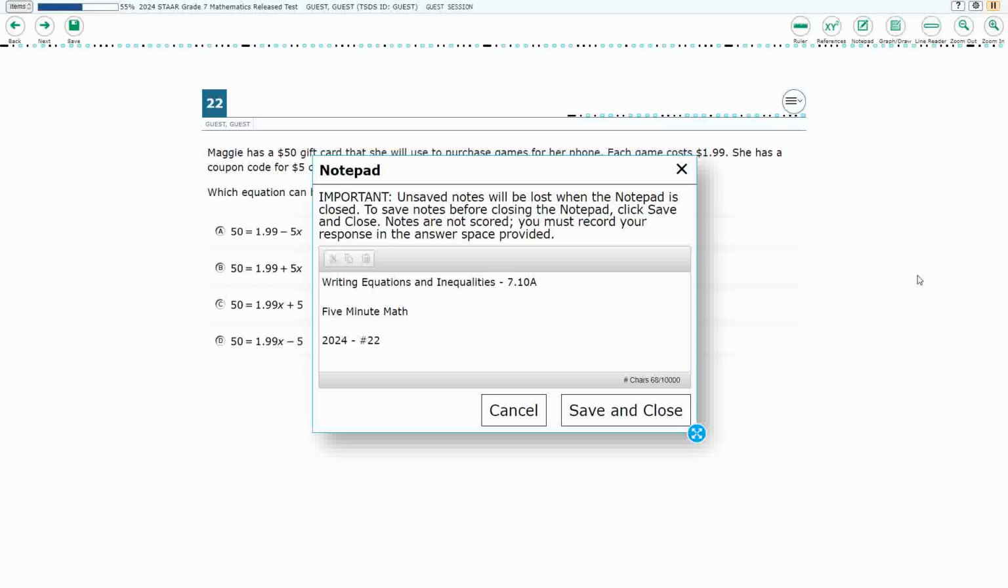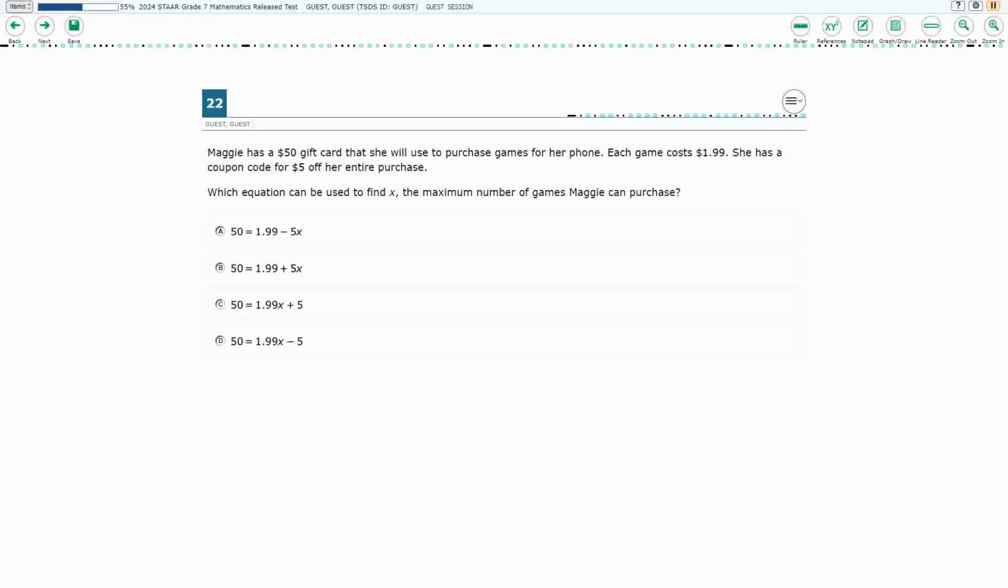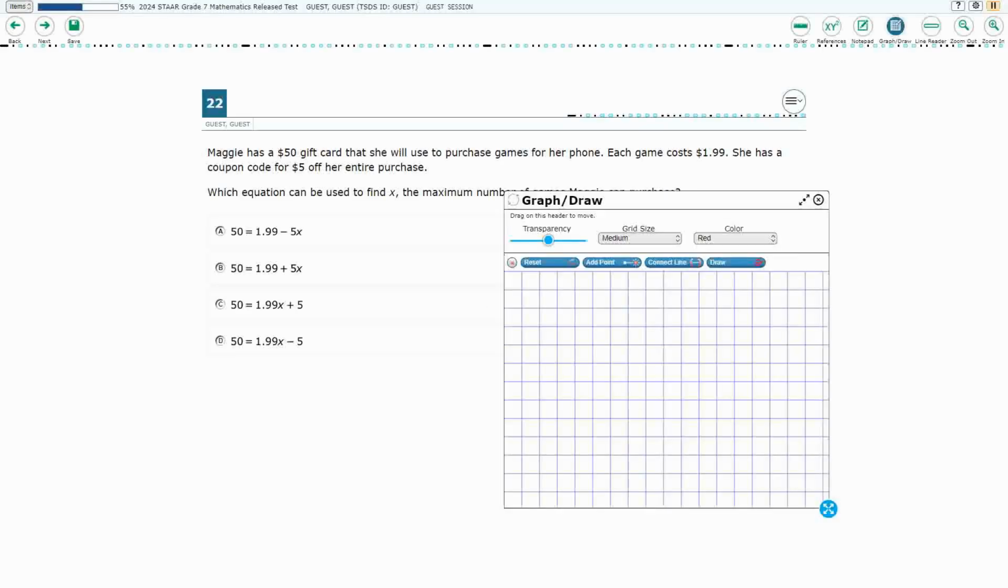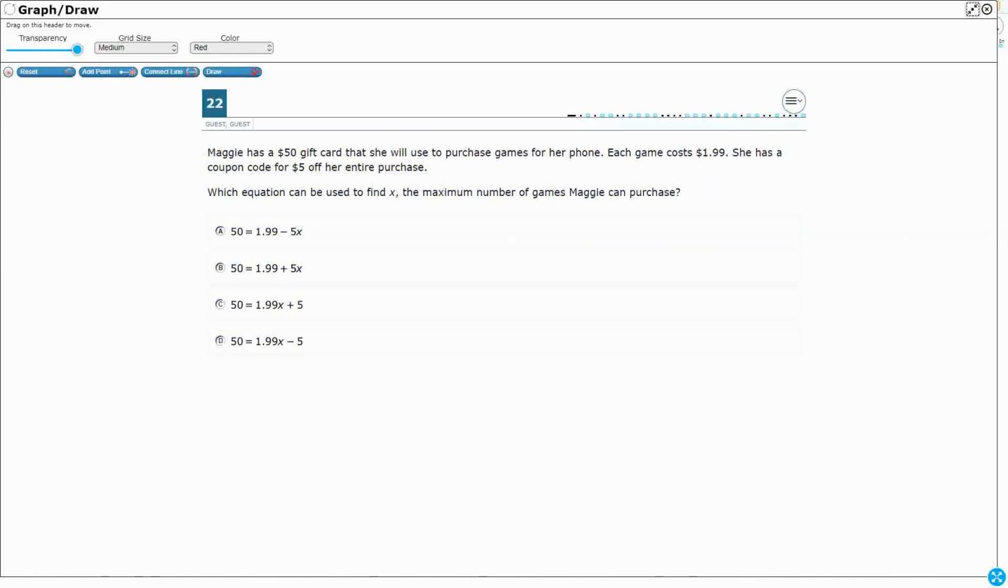Today we are looking at the 7th grade concept of writing equations and inequalities. This is standard 7.10a in the great state of Texas, and we are using item number 22 of the 2024 released STAAR test. If you haven't done so already, please go ahead and take a moment to pause the video, work this problem out on your own, unpause it, and we will look at our answers together.